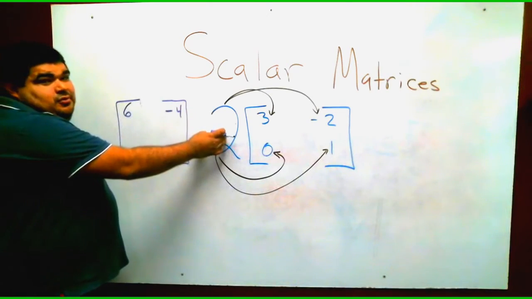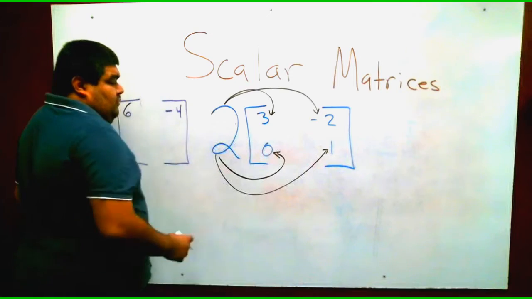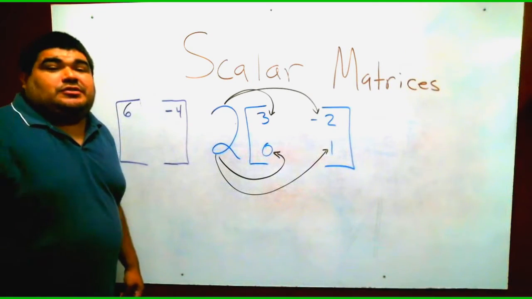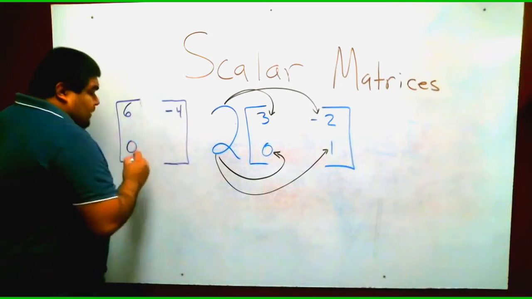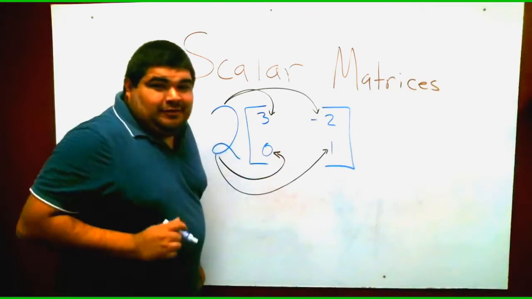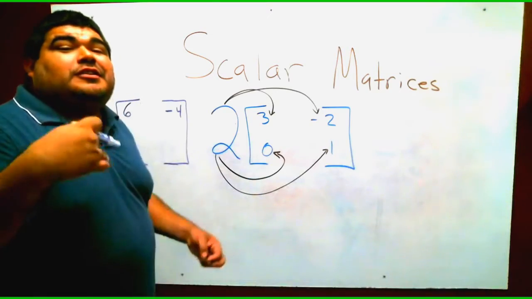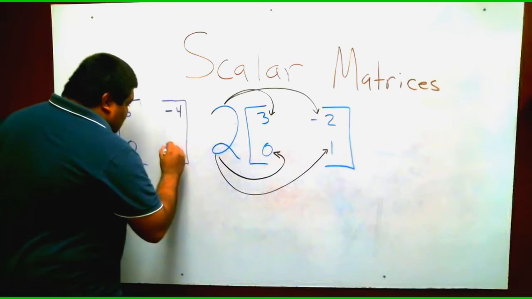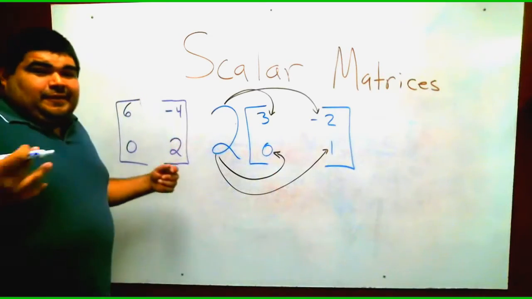Then we have 2 times 0, which, 2 times anything that's 0 is just 0. And then finally, we get 2 times 1, which is just itself, right? Anything times 1 is just itself. So 2. And that's it. We're done.